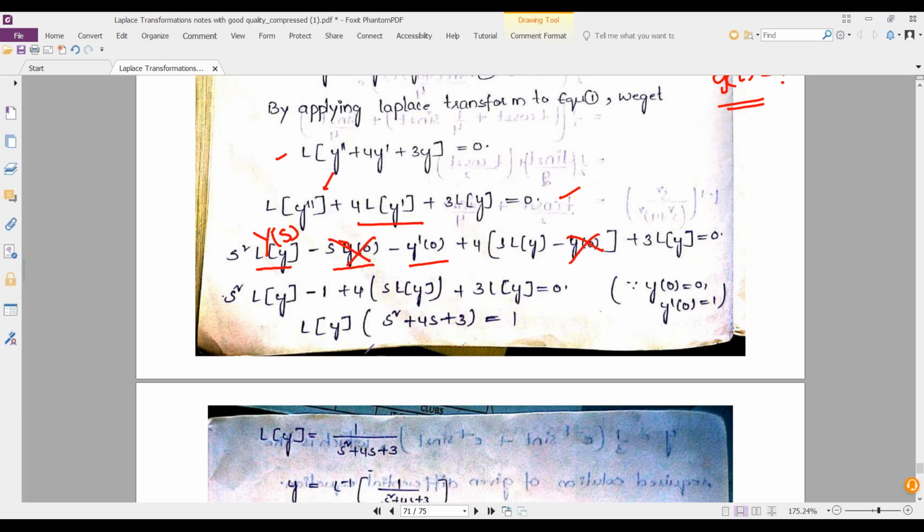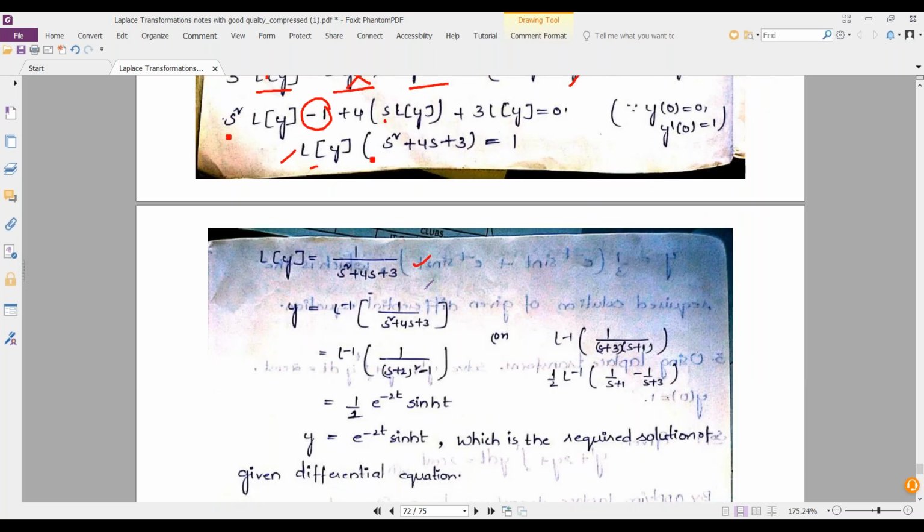On simplification, L of y can be taken common from the entire expression, because it is independent of y of s. So shift that one to the opposite side. Now, the remaining, if I take L of y common, is s square plus 4s plus 3. Now L of y equals 1 by s square plus 4s plus 3.